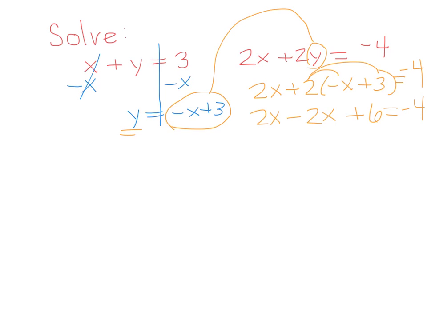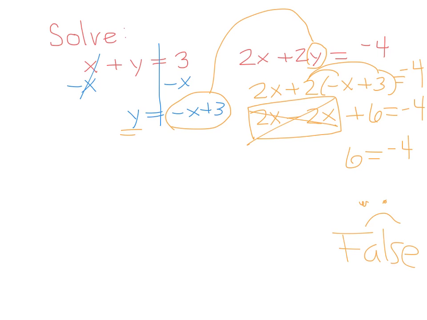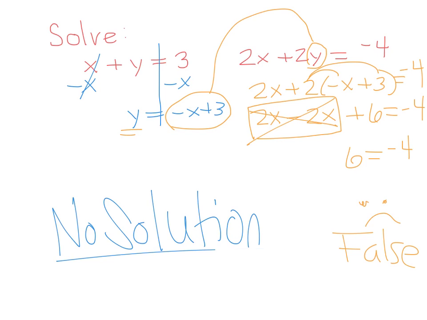And then notice what happens here when you go to combine your like terms. They cancel. And you're left with 6 equals negative 4. Well, that's not true. 6 can't equal negative 4. That's a false statement. If you ever get that situation, that means this problem has no solution. And if you were to look at the graph, it would be two parallel lines.